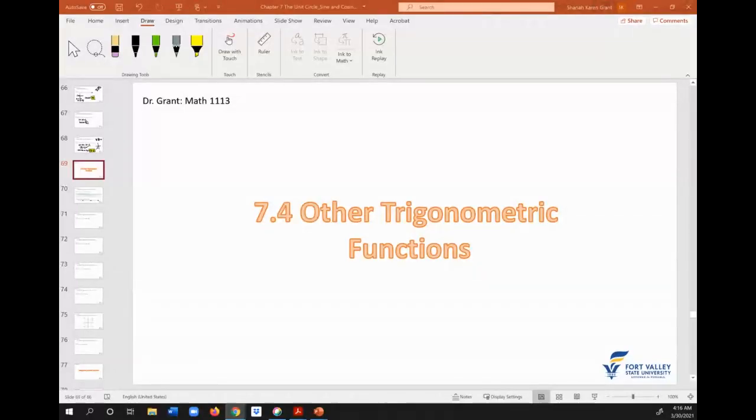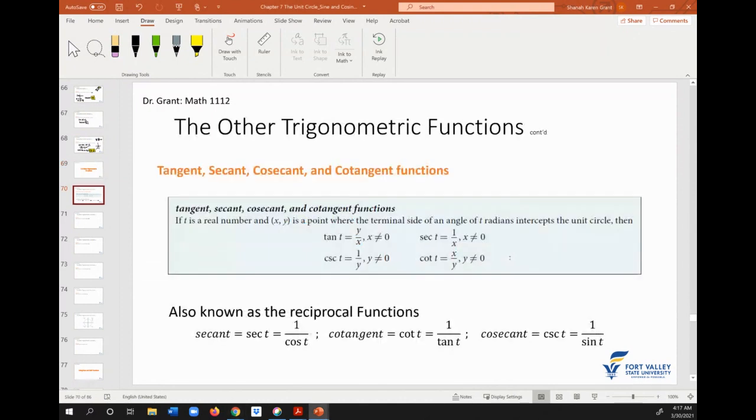In this lecture, we're going to discuss section 7.4 that talks about other trigonometric functions. So let's draw our attention to the other functions. So far, we've talked about sine, cosine, and tangent. We really focus on sine and cosine, not so much tangent, but the other functions are tangent, secant, cosecant, and cotangent functions.